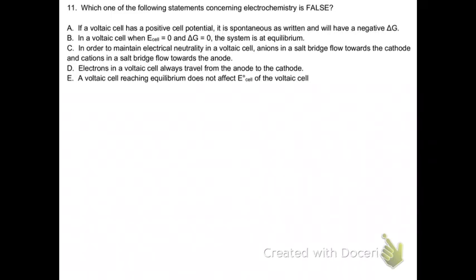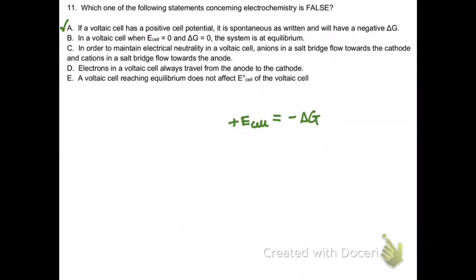So A, if a voltaic cell has a positive cell potential, it is spontaneous as written and will have a negative delta G. So positive E cell means a negative delta G, means a spontaneous reaction. So this one is indeed true. Ding! And I'm putting that check there just so this is true. This is not the answer because we're looking for which one is false.